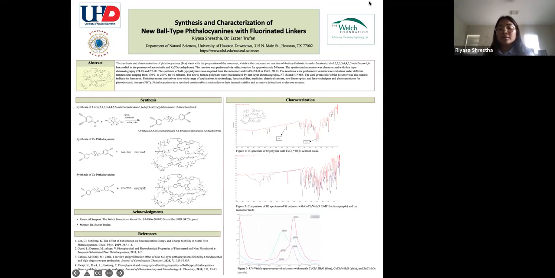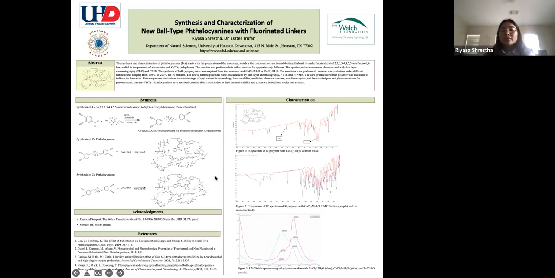In my lab, I used a two-step process to make the ball-type phthalocyanine. The first reaction, seen under synthesis, was to make the monomer. The second reaction was to use the monomer and a metal, copper chloride, to make the ball-type phthalocyanine. The third reaction was to use the monomer and another metal, cobalt chloride, to make the ball-type phthalocyanine. As I mentioned, these ball-type phthalocyanines were dark green in color.